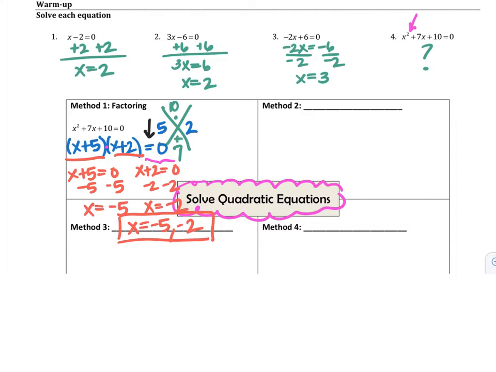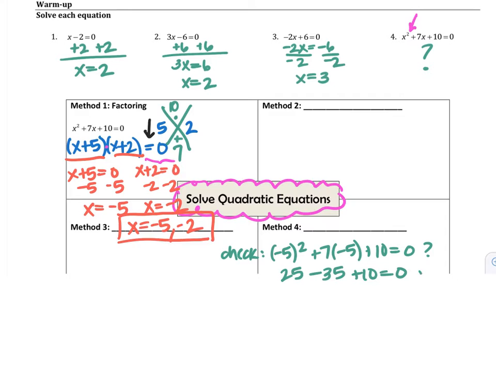Now, I just want you to watch this next part. I'm just going to check because I want you to understand what this actually means to solve it. So to check, I'm going to plug in my first solution. I want to make sure it equals 0, right? So I have 25 minus 35 plus 10 equals 0, which worked. And then I'm also going to plug negative 2 into the function. So I get 4 minus 14 plus 10 equals 0, which also works.